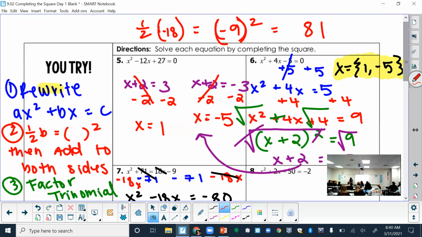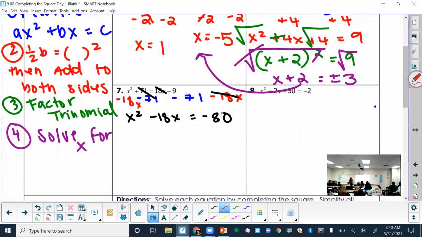Add it to both sides. So a good test question would be, what number do I have to add to both sides? And we would say we would add 81 to both sides. All right, now simplify it. There's no like terms on the left to combine, so we're just rewriting it. On the right side, what's negative 80 plus 81? Positive 1. All right, so step 2 is complete.